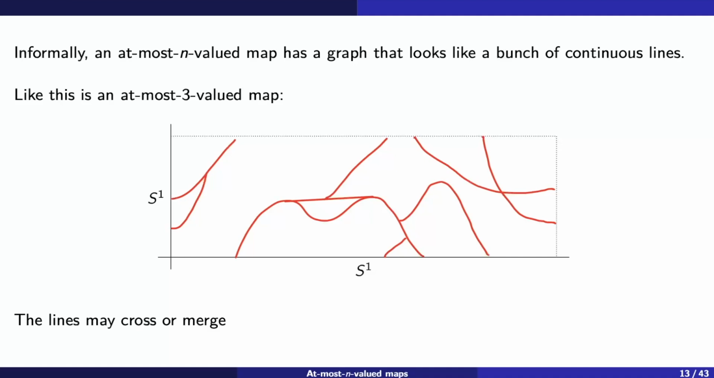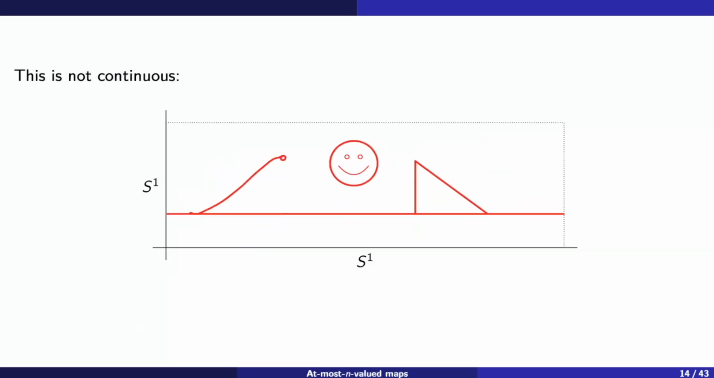The lines are allowed to cross each other or merge together sometimes, like right here, these 2 lines continue together for a while. No jumps or holes or ends. The line is not allowed to just dead end in space. This is a silly example of one which is not continuous. You can see this is not allowed, the line just ending in the middle of nowhere. This silly face is not allowed.